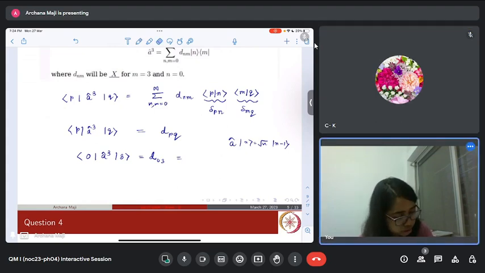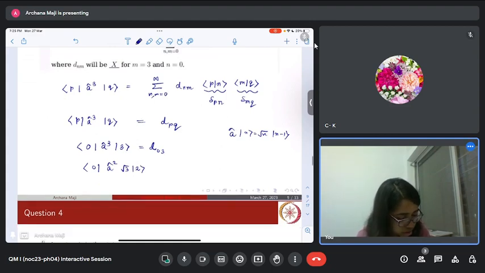Exactly. So let's do it together. A acting on 3, so A square remains, and A acting on 3 will give you square root 3 times the 2 ket, and square root 3 I can take out. Then A acting on 2 will give you square root 2 times the 1 ket. Is that correct? Then what? Then A acting on the 1 ket will give you square root 1 times the 0 ket. Yes, <0|0> inner product is 1, so it's what? Square root of 6.